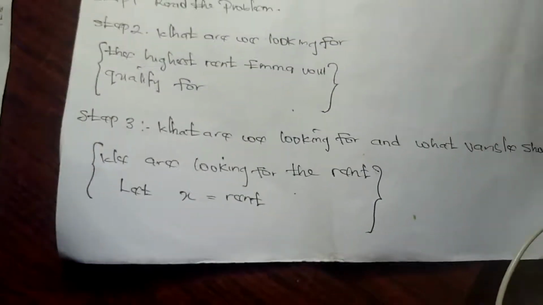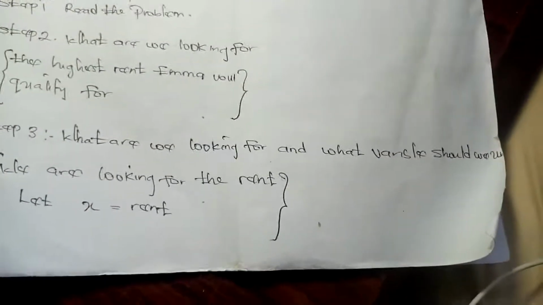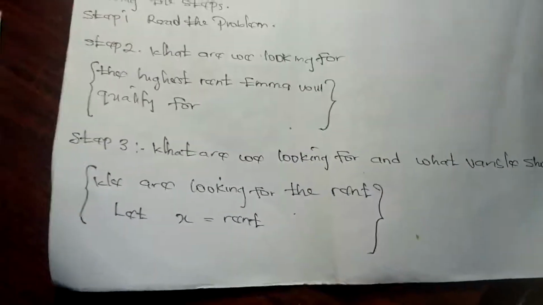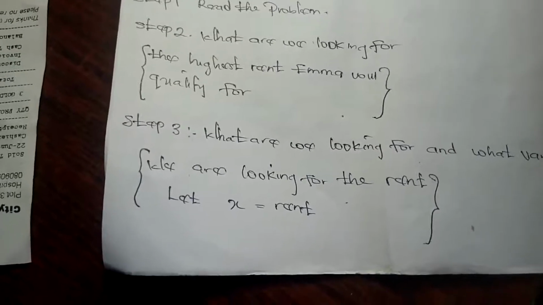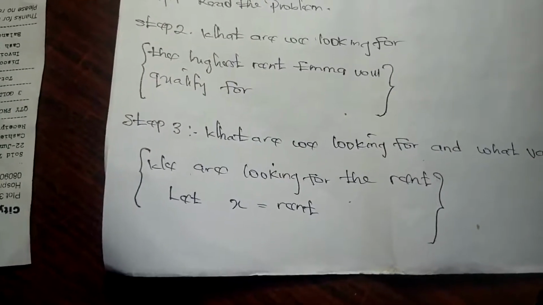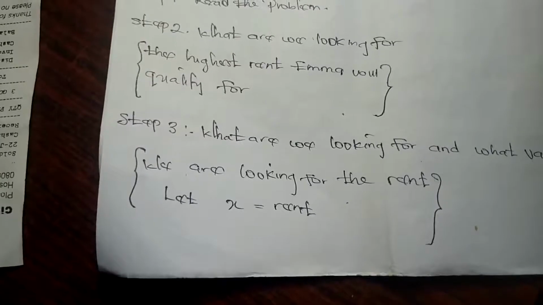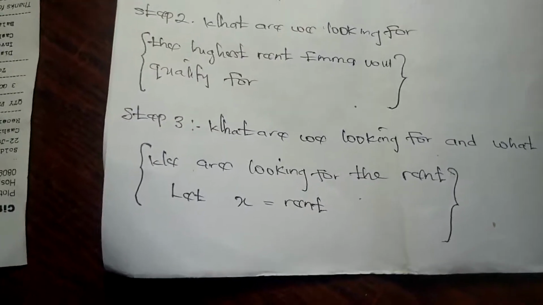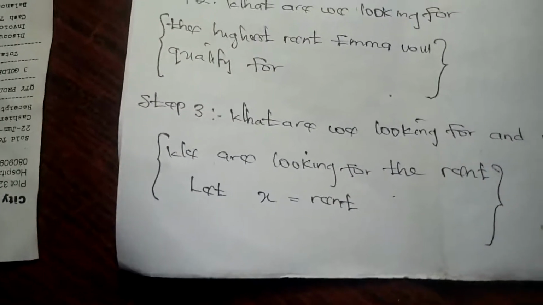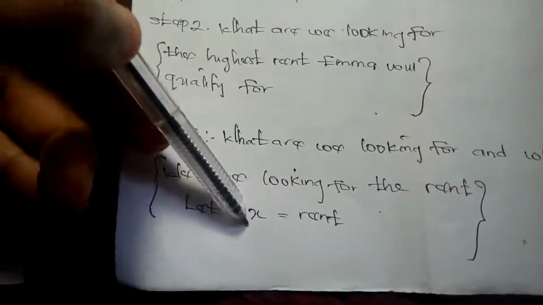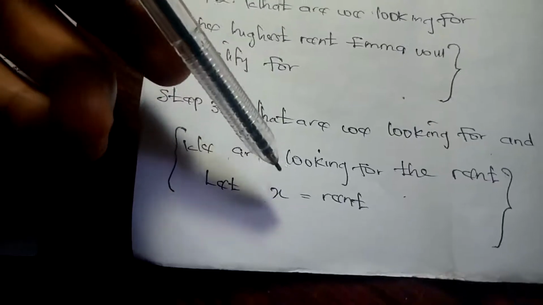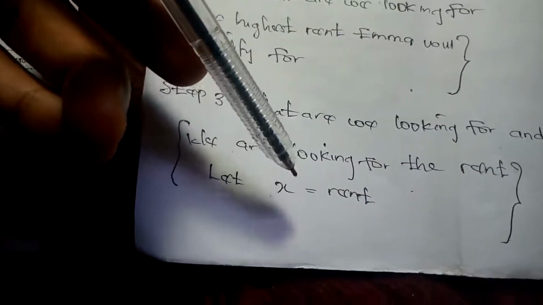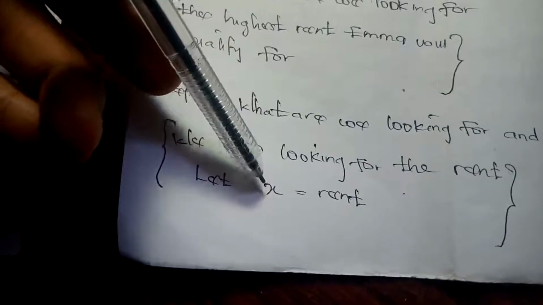Then step 3, we say what are we looking for and what variable should we use? We're looking for the rent. We don't know how much the rent is. We're trying to get a fixed amount for the rent. So we'll now say let x be equal to the rent. X is an unknown variable. We don't know the amount here, so we use x in place of the rent.